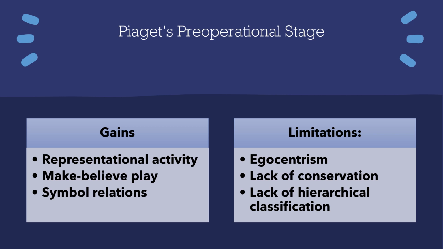So even though they're making gains in representational things and symbols, they still have a lot of limitations as far as their logical thinking goes. And all of that is completely normal for a 2 to 7-year-old, I should say.